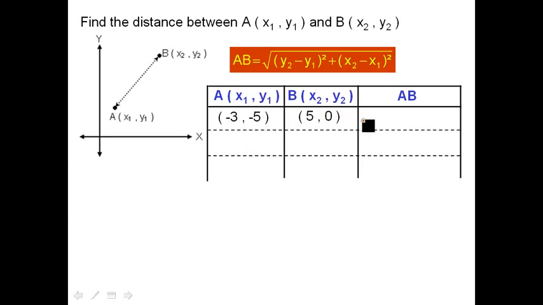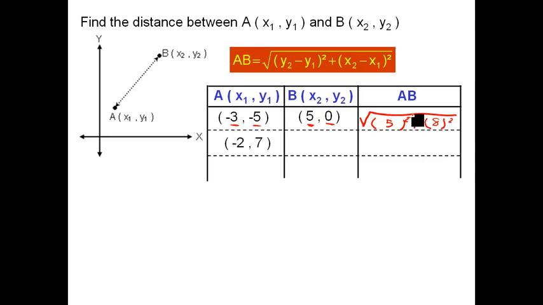Okay, let's do it together. It's square root, open bracket, y2 minus y1, 0 minus negative 5, it's 5 to the power of 2, plus x2 minus x1, 5 minus negative 3, which is 8 to the power of 2. Use a calculator to find this, and this is the distance between A and B.